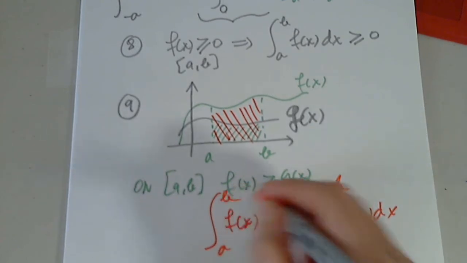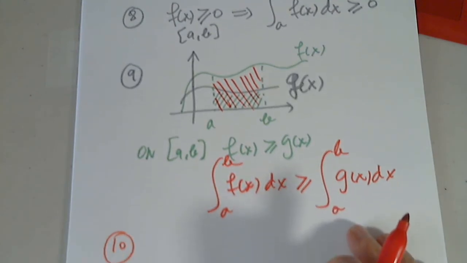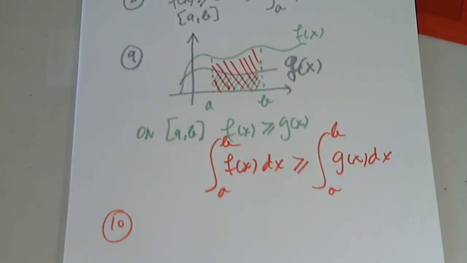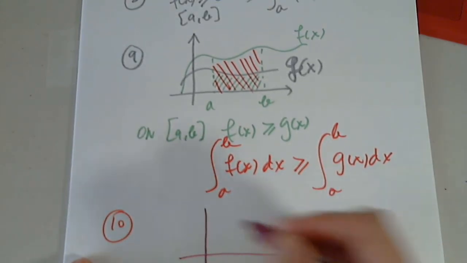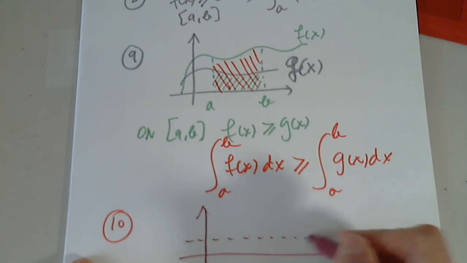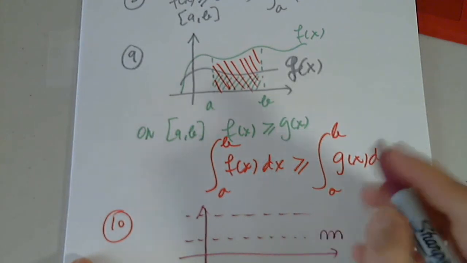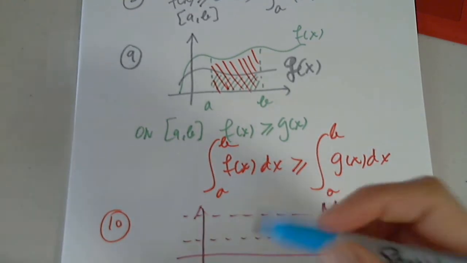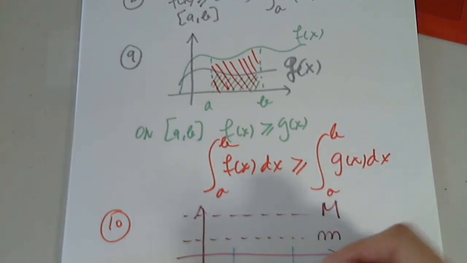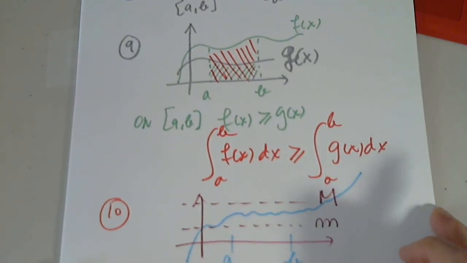And for now, one more property for definite integrals. Let's suppose now I have this scenario. It's not squeezed between anything, but this is lowercase m, and this is uppercase M. And let's suppose I have a function that does this between a and b. And this is f of x.